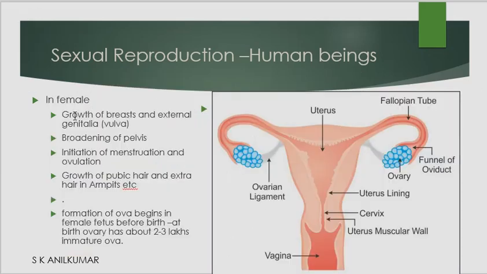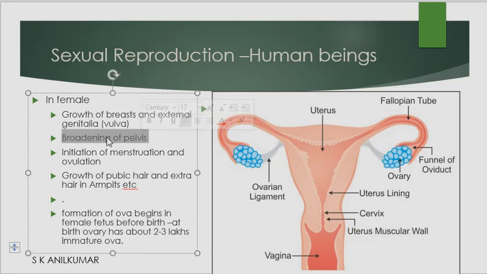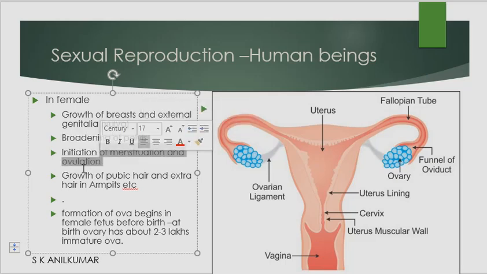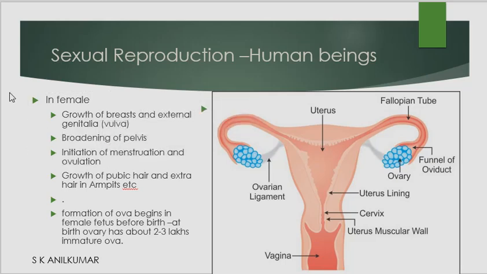For the female, what happens during puberty or adolescence? Growth of the breast and external genitalia, which is called the vulva. Broadening of the pelvis, just like broadening of the shoulder for men. Initiation of menstruation and ovulation happens during puberty or adolescence.